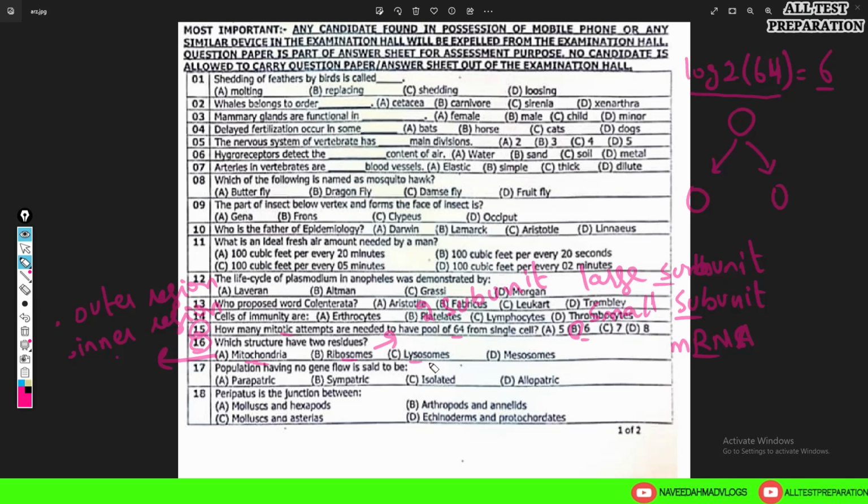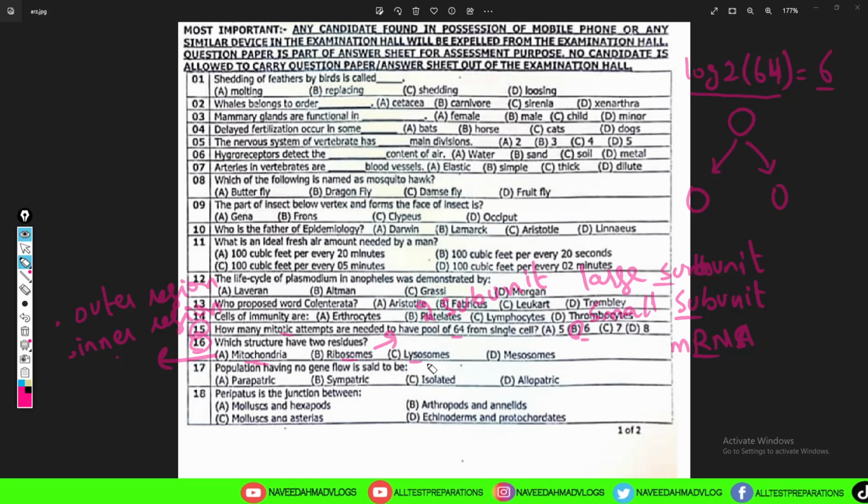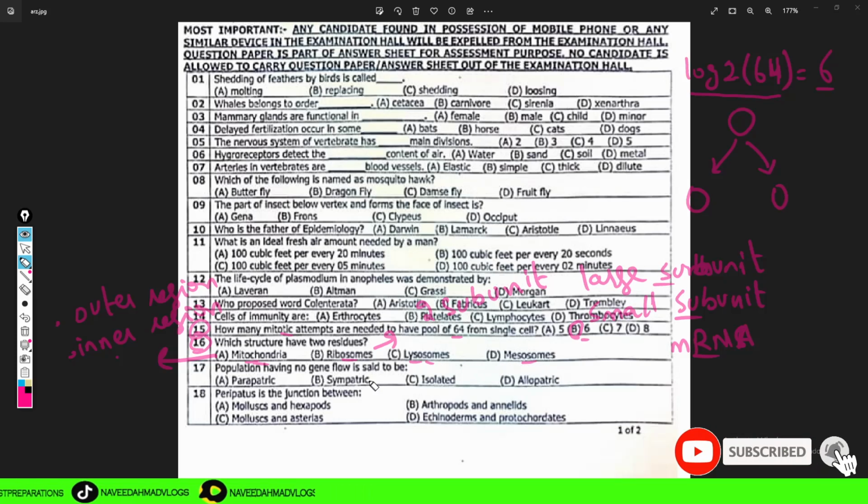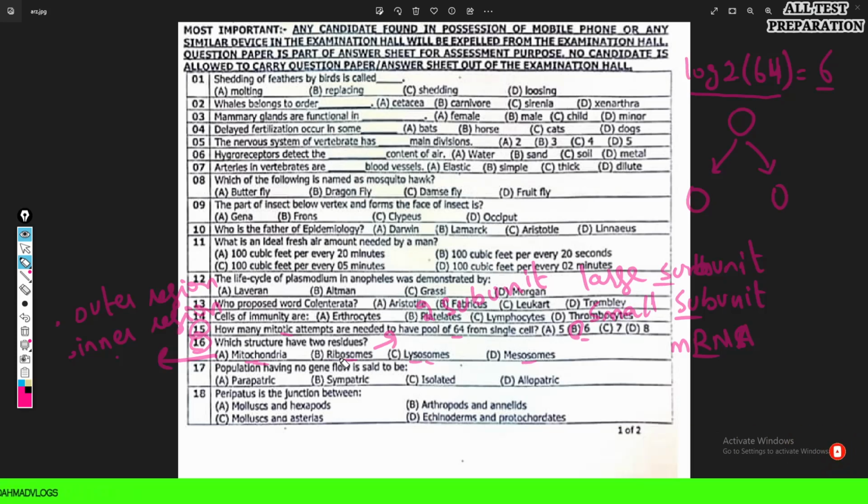Option C is lysosome. It's also a membrane bounded organelle, and it is responsible for the splitting or hydrolysis of enzymatic cells and certain pathogenic cells. Option D is mesosomes. Mesosomes are membranous structures in certain bacterial cells. So we have mitochondria and ribosomes.